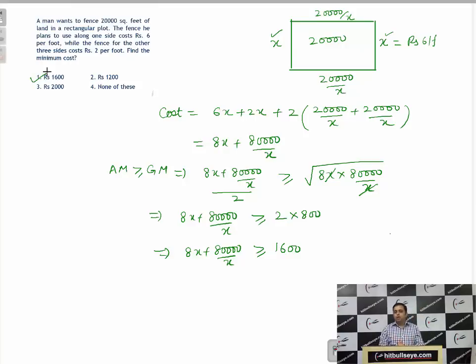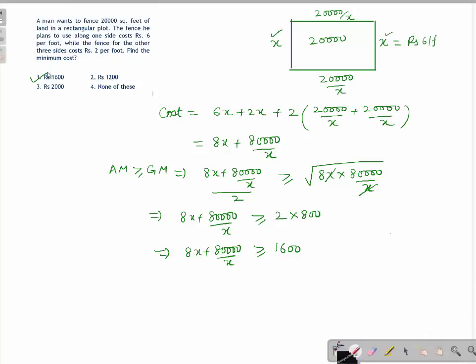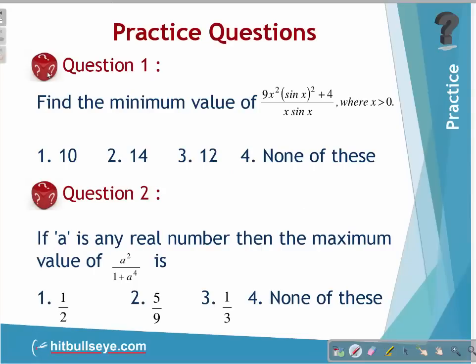I hope you all have understood the concept of arithmetic mean greater than or equal to geometric mean, and geometric mean greater than or equal to harmonic mean. We can solve various questions by simply applying these inequalities. So just try to solve the questions given in the next slide. These are the practice questions for you, and you have to find the minimum or the maximum values, whatever has been asked in the questions. Just try to apply the concepts which we have just learned in the previous slides.